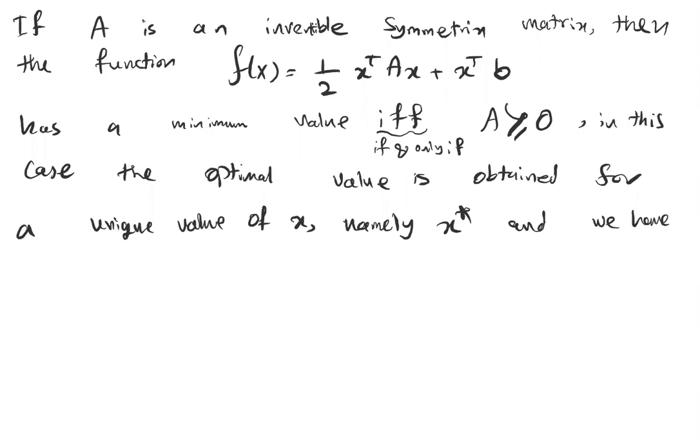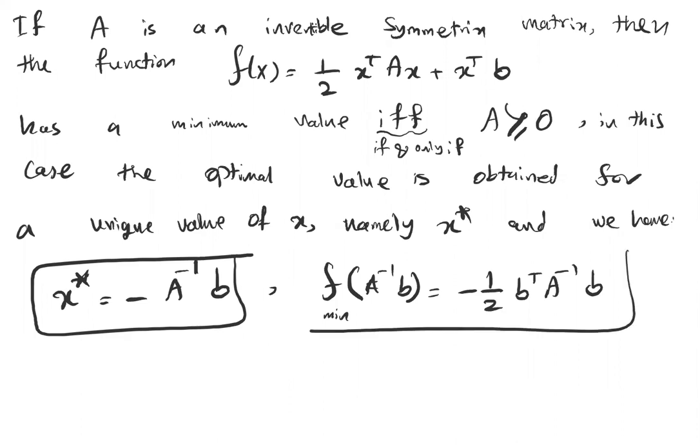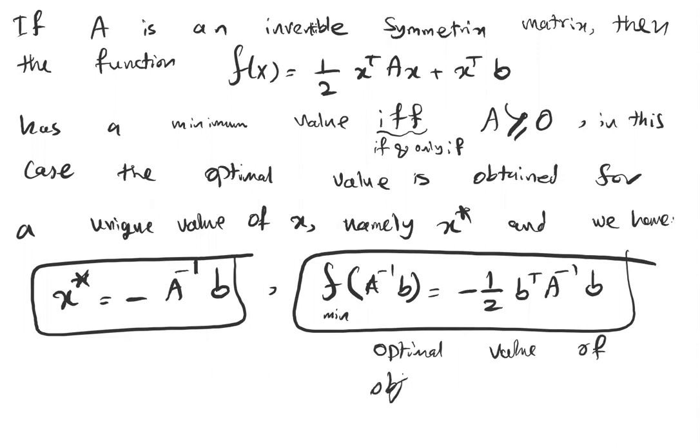So here's what we have. The optimal value x star is going to be minus A inverse multiplied by B, and the value of our objective function f sub min at x star is f evaluated at minus A inverse B, which is minus 1 over 2 B transpose A inverse B. So this is our optimal value of objective function.